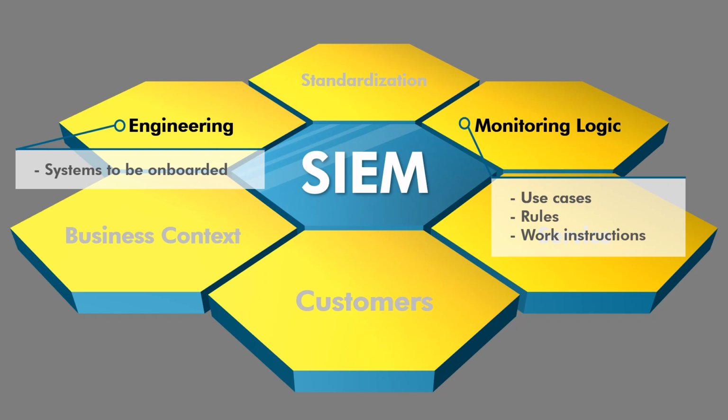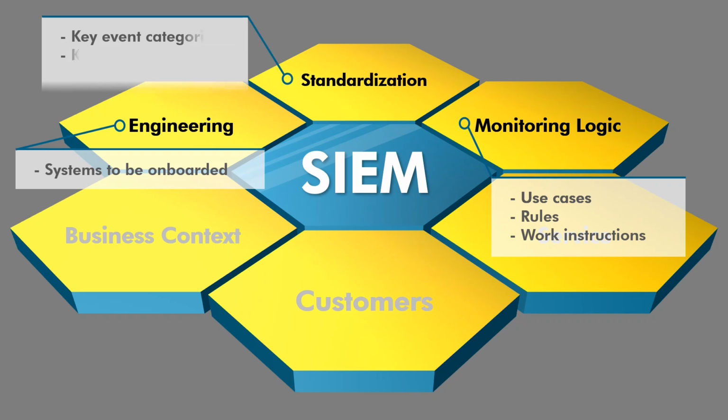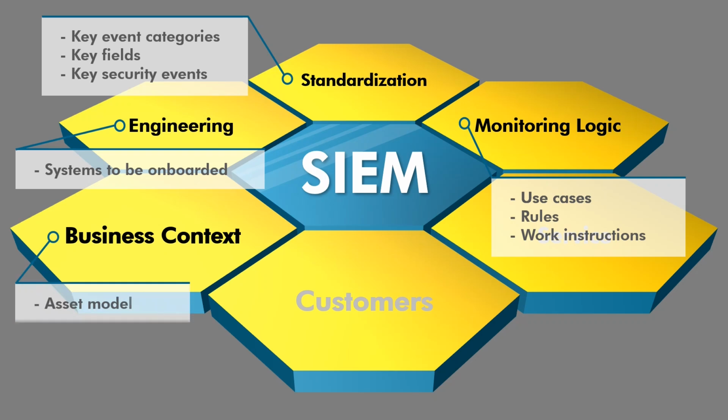But the big gain happens in the requirements for standardization domain where, as we saw in some examples today, we will be able to understand which event categories, fields, and key security events our SIEM will need. Also from the business context, we will be able to define the requirements for the asset model. For instance, this part is where we had the logic to identify what a financial user or a financial asset are. These subjects will matter to discuss in future videos.